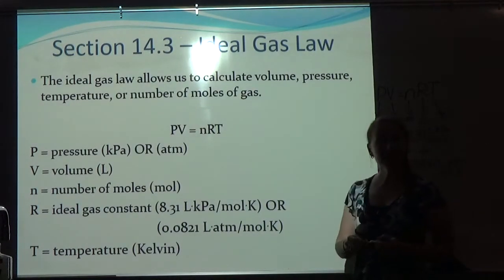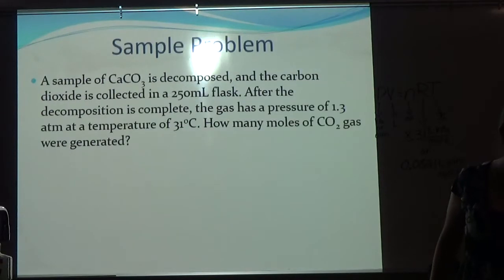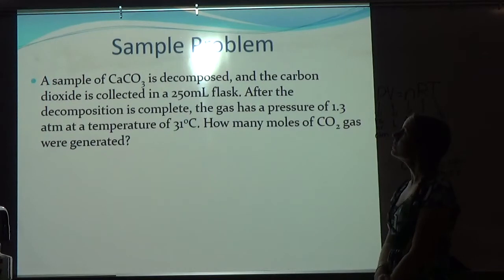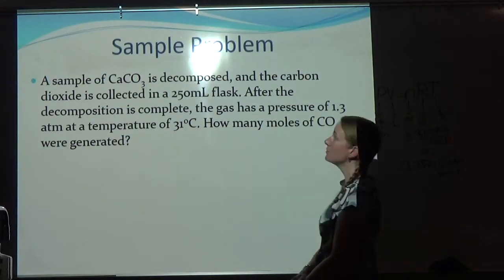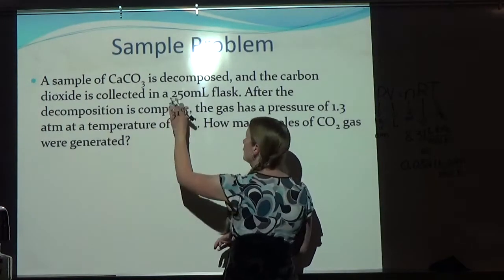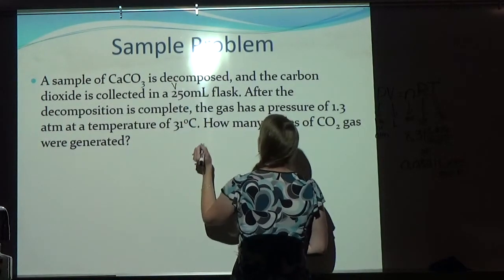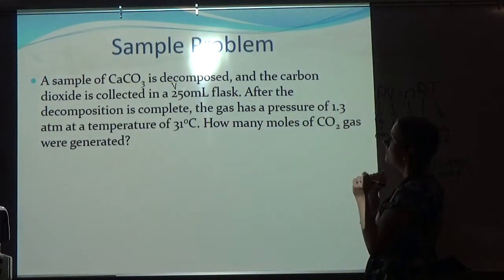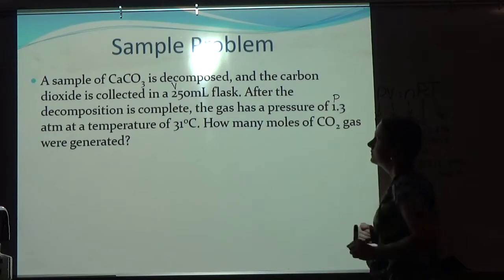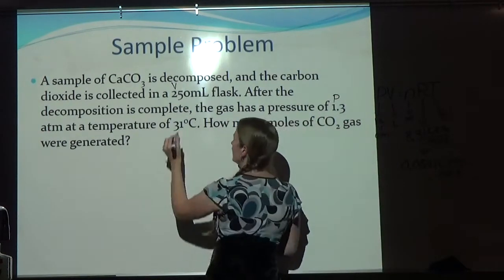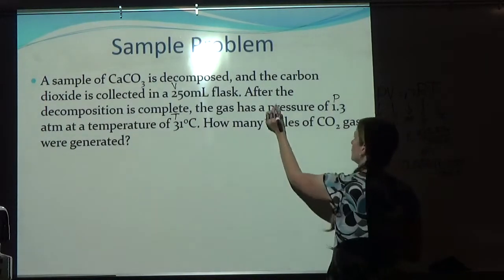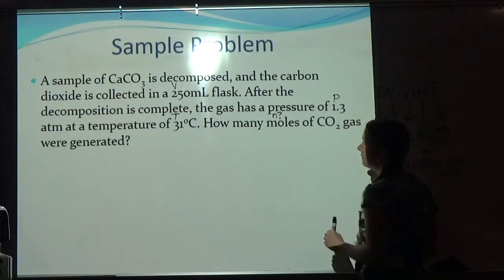Alright, so let's look at how to use this formula. We'll look at the first one together. It says a sample of CaCO3, or calcium carbonate, is decomposed, and the carbon dioxide is collected in a 250 milliliter flask. So this would be my volume. After the decomposition is complete, the gas has a pressure of 1.3 atm. So there's my pressure. At a temperature of 31 degrees Celsius. So there is my temperature. How many moles of carbon dioxide gas were generated? So I'm looking for my N value.